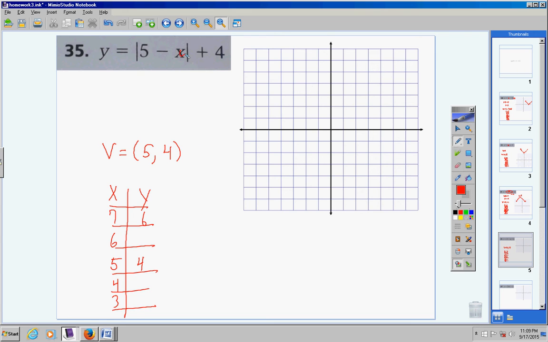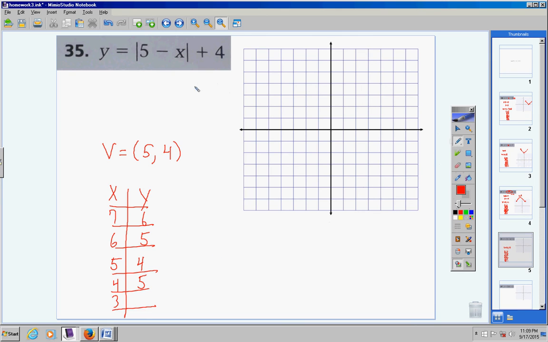Next, we put a 6 in for x. 5 minus 6 is negative 1, but the absolute value of negative 1 is positive 1, and then plus 4, so we have a positive 5. We'll put 4 in for x. 5 minus 4 is 1. The absolute value of 1 is 1, and 1 plus 4 is 5.